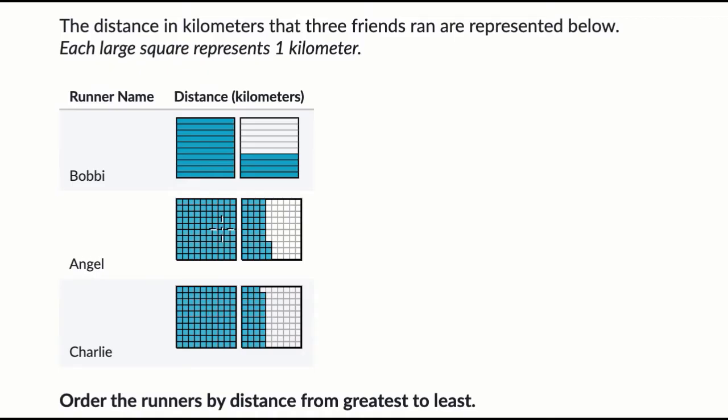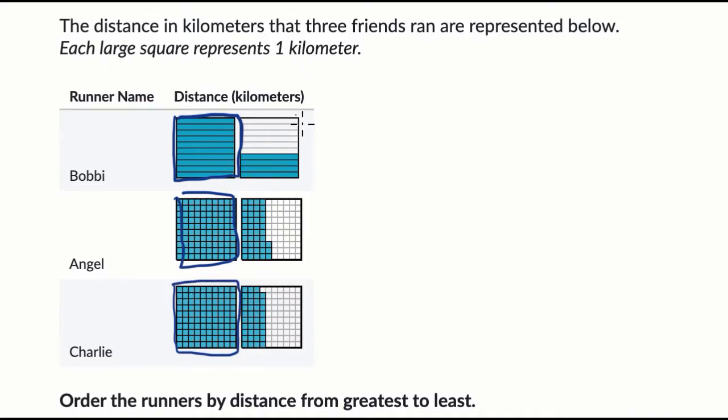So there's a couple of ways to do this. You could stay visual, or we could try to convert these into decimals and then compare them. Well, we could see that the large square, this is a full kilometer up here. This is a full kilometer right over here. So they all ran 1 full kilometer and then a little bit. So they're all 1 point something kilometers. So let's look at this next section.